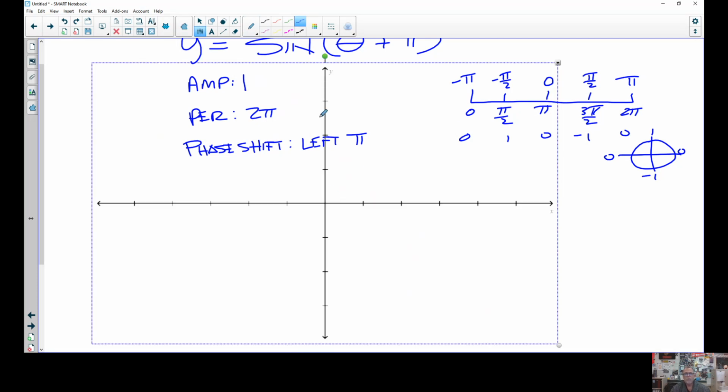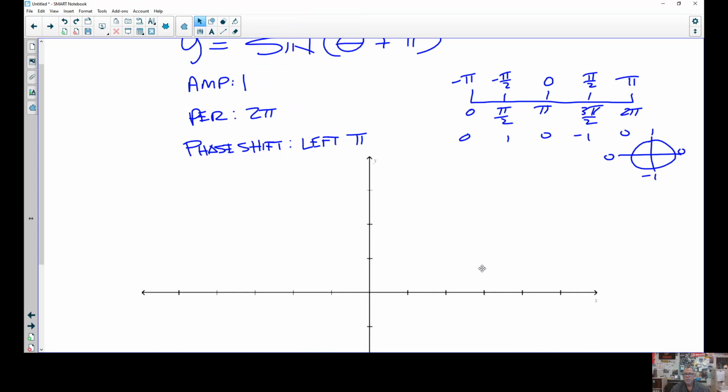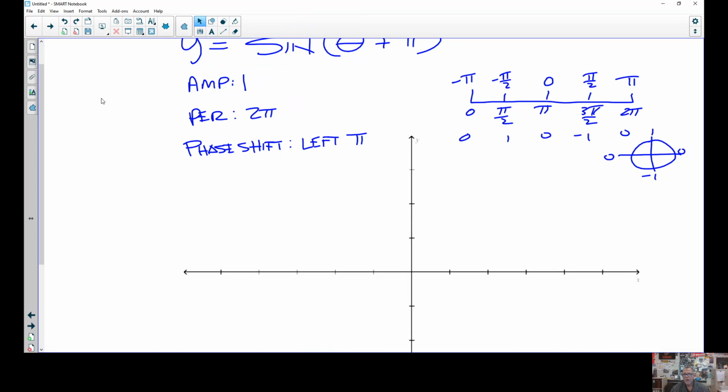So let's get one of those. Let's move this down and let's draw this graph now. So I start with these values. I know I'm going to go 2 back and I'm going to have negative pi, then negative pi over 2, then 0, and pi over 2, and pi. All right, so this is the way it's going to look now.